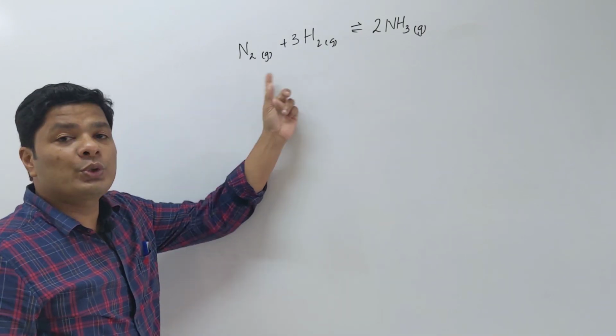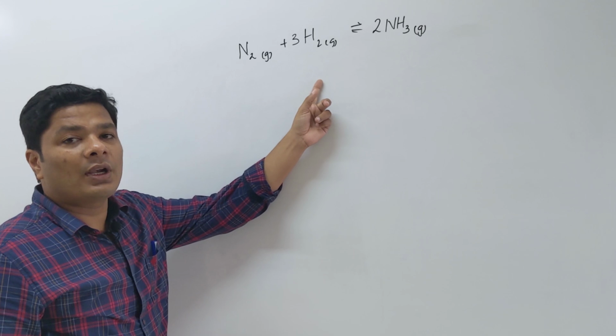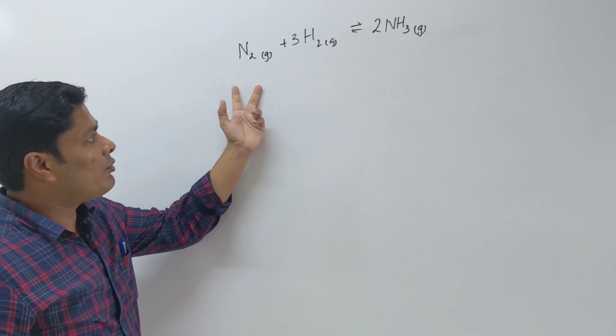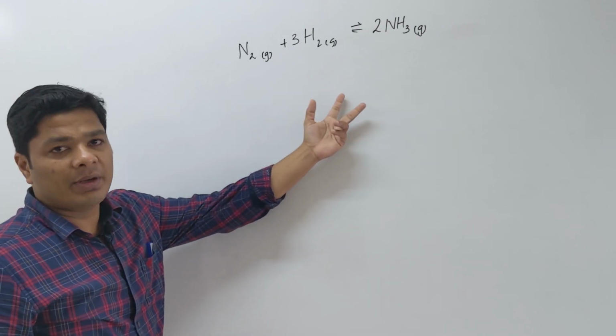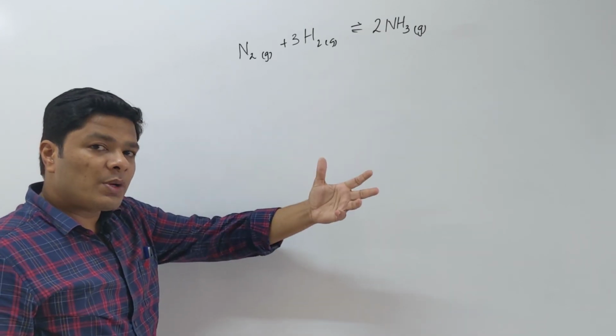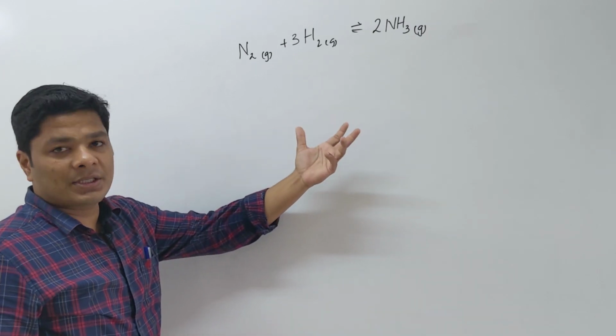Now you take a certain amount of nitrogen, you take a certain amount of hydrogen. The one that gets used up first completely is called a limiting reagent, meaning you take a certain amount of this and a certain amount of that, and whichever gets used up completely first is called the limiting reagent. And the one that is not used up completely, the remaining one, is the excess reagent.